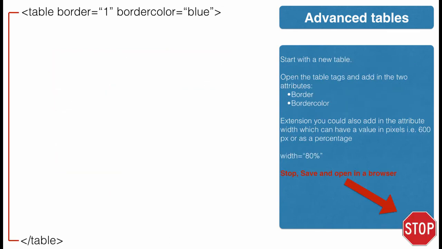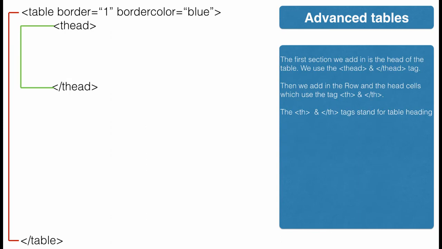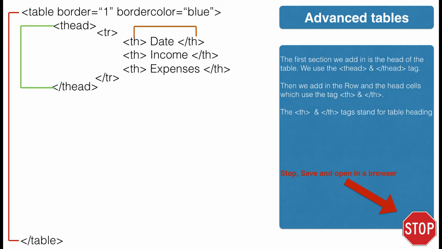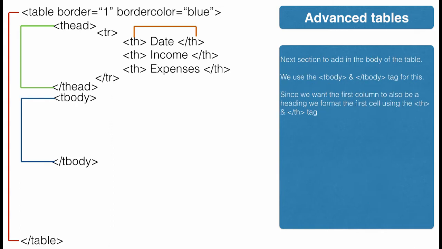Build a new table. Open a new table tag, add in the border attribute, and add in a new attribute which is border color. Select a color you like. Create the head of your table. Use the table head tag, thead, open and close that to define the start and finish of this. Then create a row between the opening and closing head tags, and add in your head elements using the th and close th tags. Then create the table body using the tbody tag.